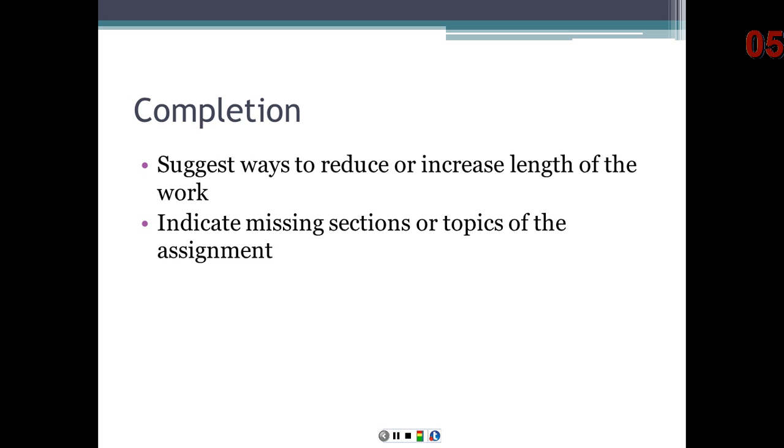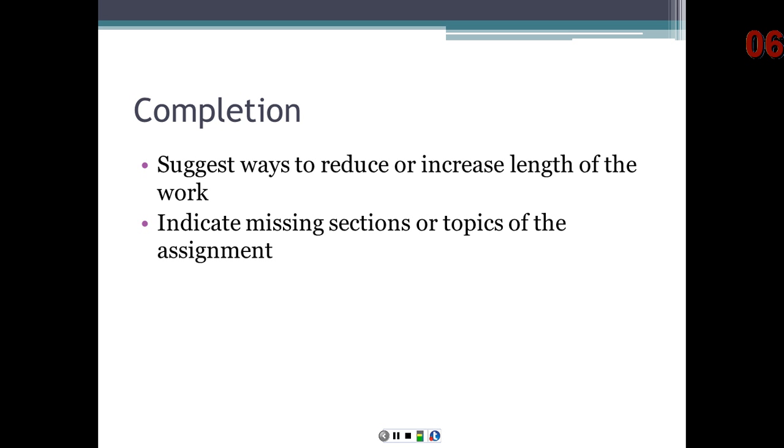Or you may say, if you take out the paragraph on page 3 about so-and-so, that would reduce the length to the required page count. So give very specific ways to help the student in their revision process.